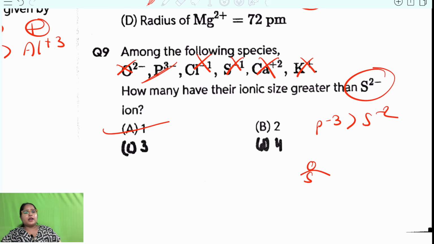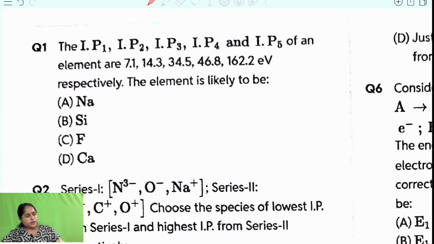Now, here we have finished our DPP number 5 also. Now, let us proceed to DPP number 6. The ionization potentials 1, 2, 3, 4, 5 of an element are 7.1, 14.3, 34, 46 and 162.